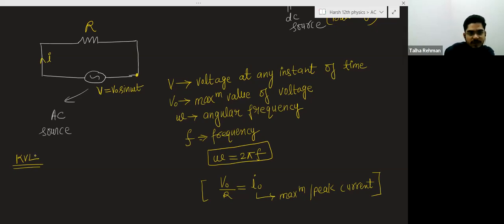So current is I, and when we apply the Kirchhoff voltage law, we choose a direction. Clockwise direction I am choosing. You can start from any point, so at this point I am starting, and I am going in this direction. Suppose this is negative and this is positive.